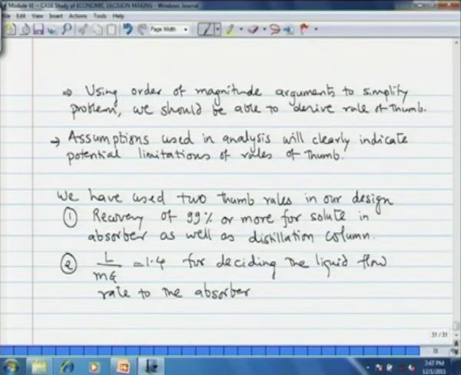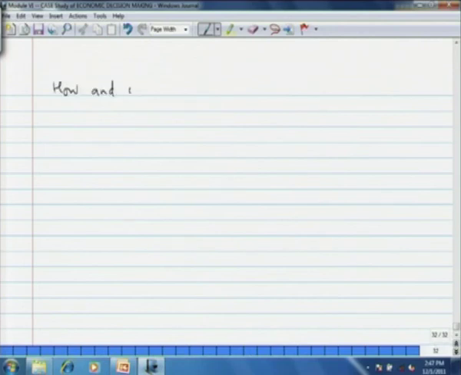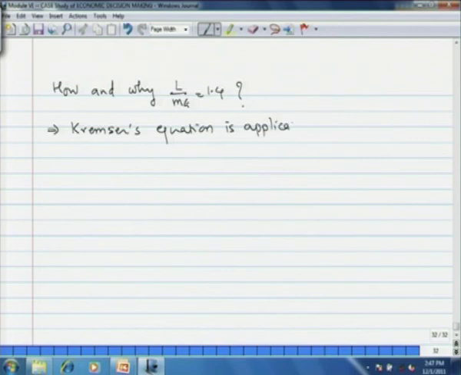Let us see how we have come at the L by mg equal to 1.4 thumb rule. I would like to note the point I just mentioned: Kremser's equation is applicable for dilute and isothermal systems. Let us see a plot of this Kremser's equation.